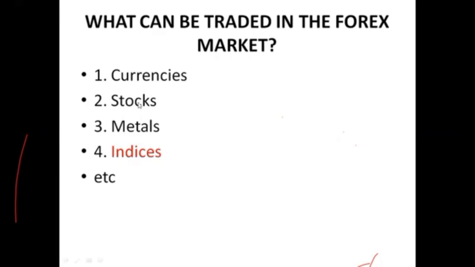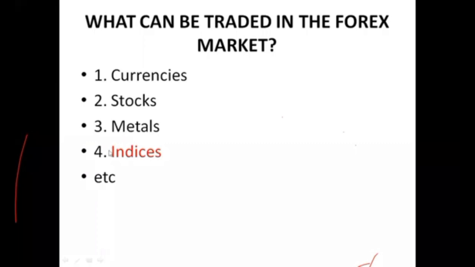When it comes to stocks, we have things like Netflix, Coca-Cola, Facebook, Tesla, quite a lot of stocks that can be traded. Under the metals, we have things like gold and silver. I didn't also add oil. We have oil, crude oil, the US crude oil. All these things can be traded in the Forex markets, and what we're talking about is digital trading. Now we also have what we call indices.